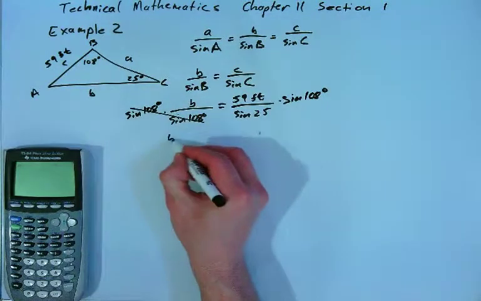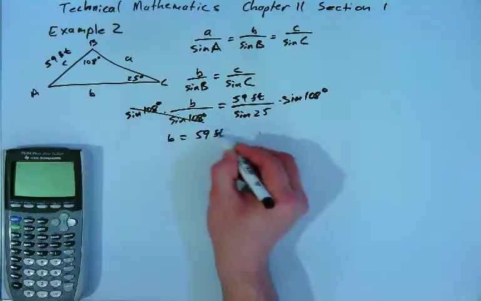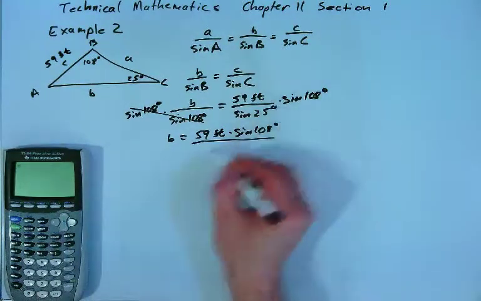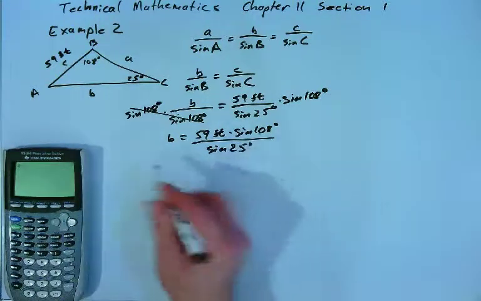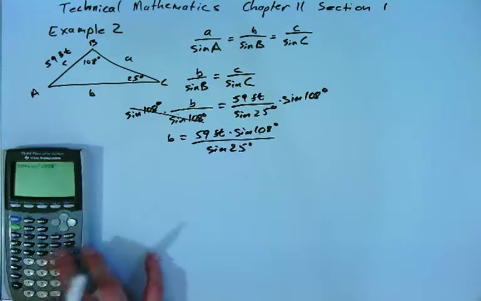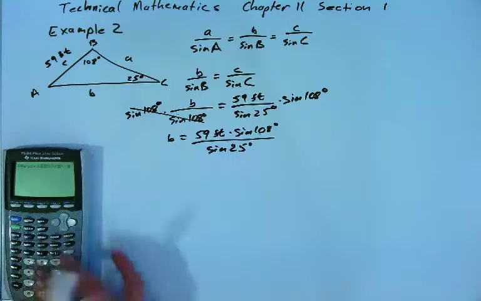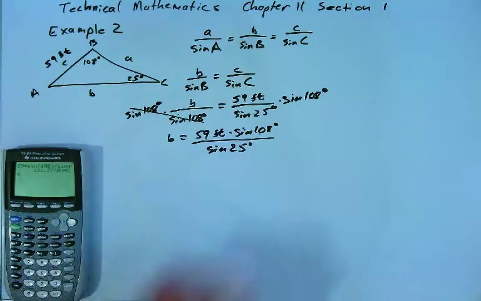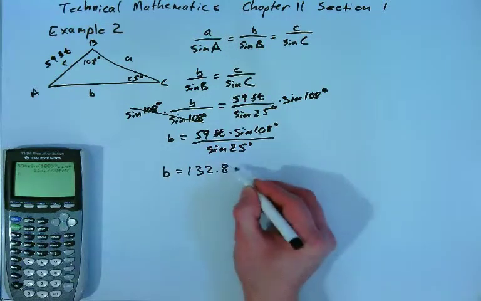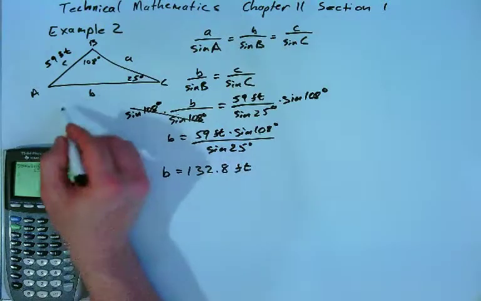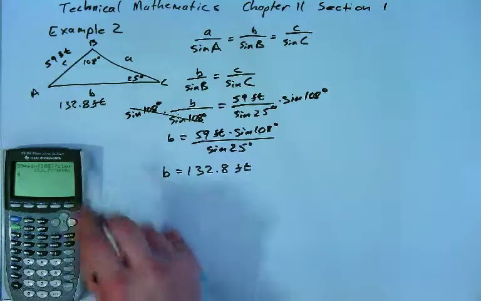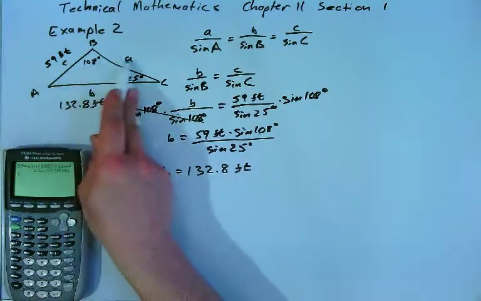These cancel, and we get B is equal to 59 feet times the sine of 108 degrees divided by the sine of 25 degrees. Plug this into our calculator. We get 59 times the sine of 108, close parentheses, divided by the sine of 25 equals, and we get the length of side B is equal to 132.8 feet. So the length of side B must be 132.8 feet.